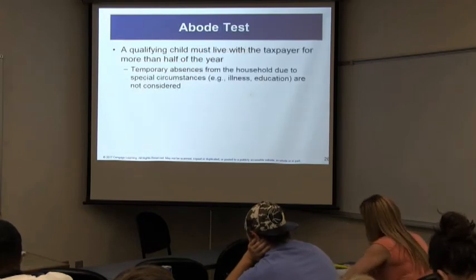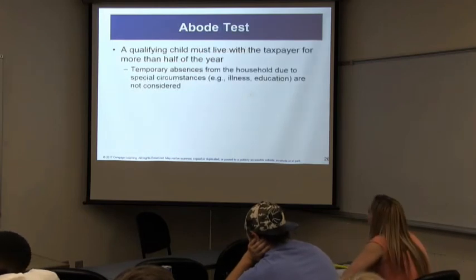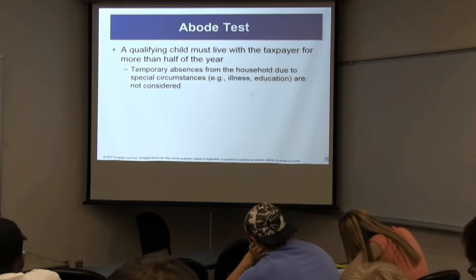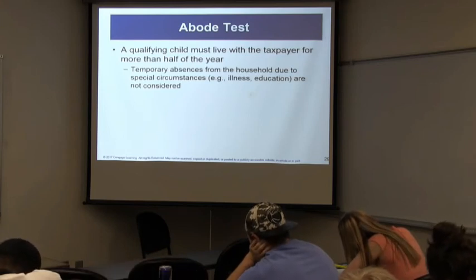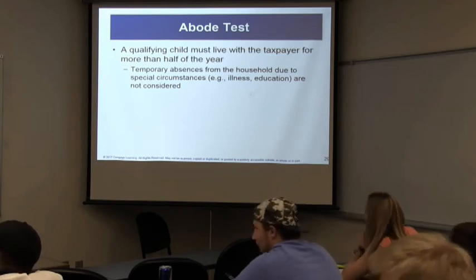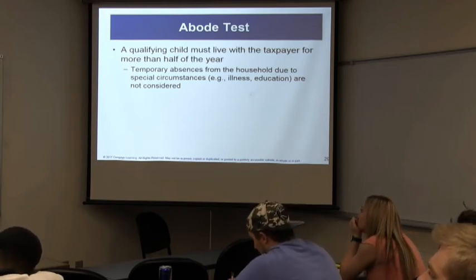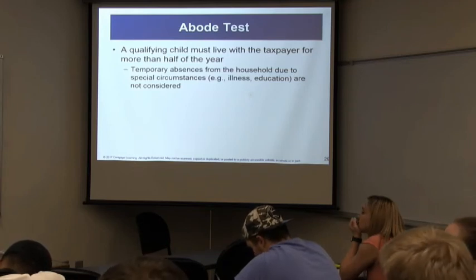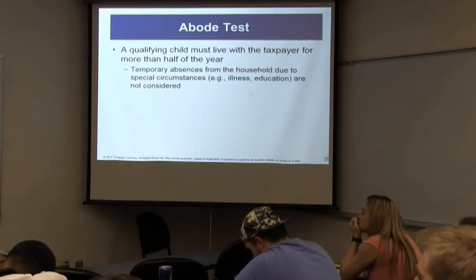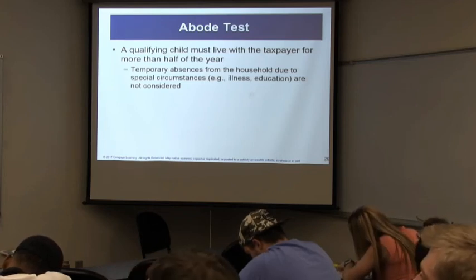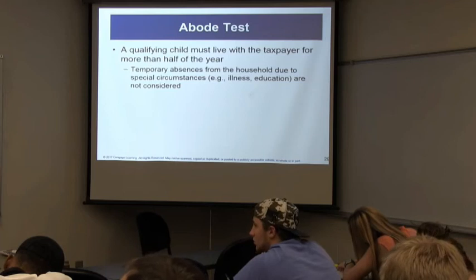Okay, abode test. Under the abode test, the child has to live with the taxpayer for more than half of the year. There are exceptions. If, for example, the child is a student, they do not have to live with the taxpayer for more than half of the year. Or if they are away for medical purposes, that is also an exception.